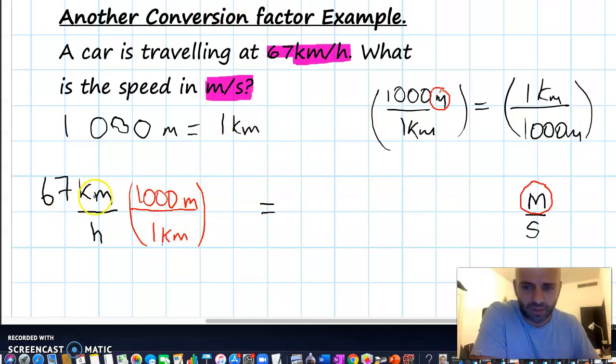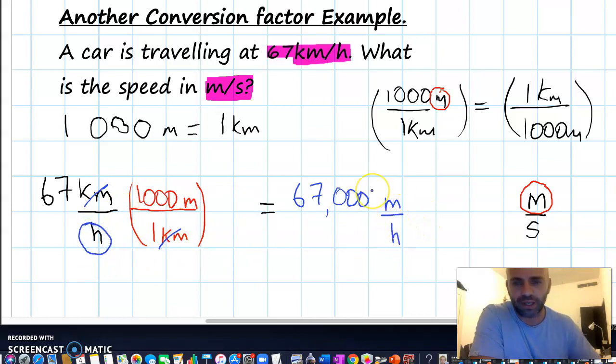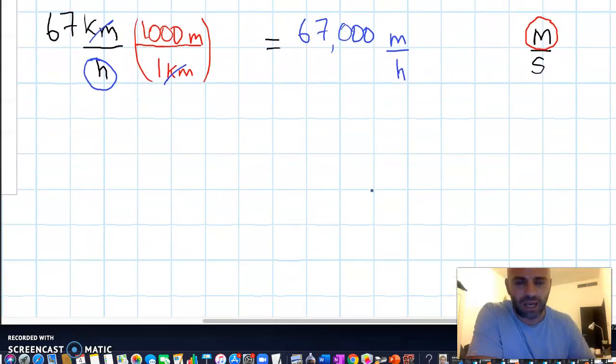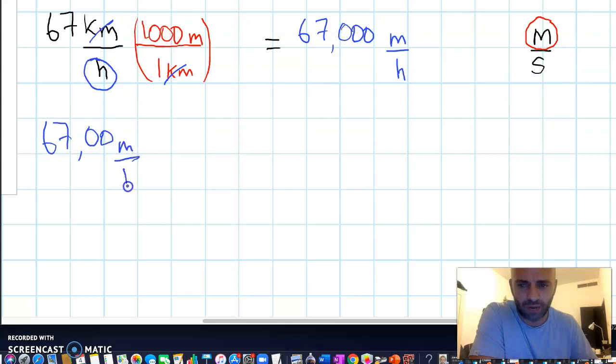So if you notice, I've got kilometers on the top and kilometers on the bottom, and I'm multiplying 67 by 1,000, so that gives me 67,000 meters per, what's my unit of time? It's hours. Okay, and at this stage what I think I'll do is I'll come down a little bit and I'll write my next equality. I've got a couple of them. I've got 67,000, let me just rewrite what I had before, meters per hour, and I know I want to go to meters per second.